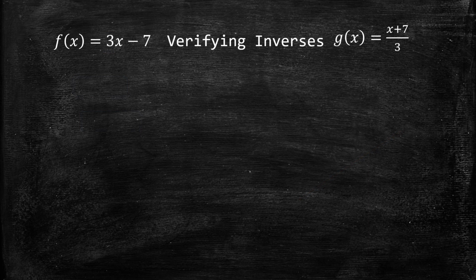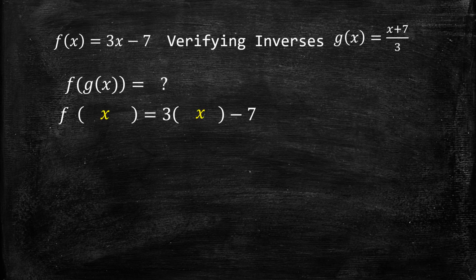Now let's verify that these two are inverses. We need to take their composition. So this is f of x, which is 3x minus 7, but I need f of g of x. So take out x, write g of x. Now take out g of x and write the expression of g of x. Simplify. So notice the 3s simplify and 7 minus 7. So the final answer is x.